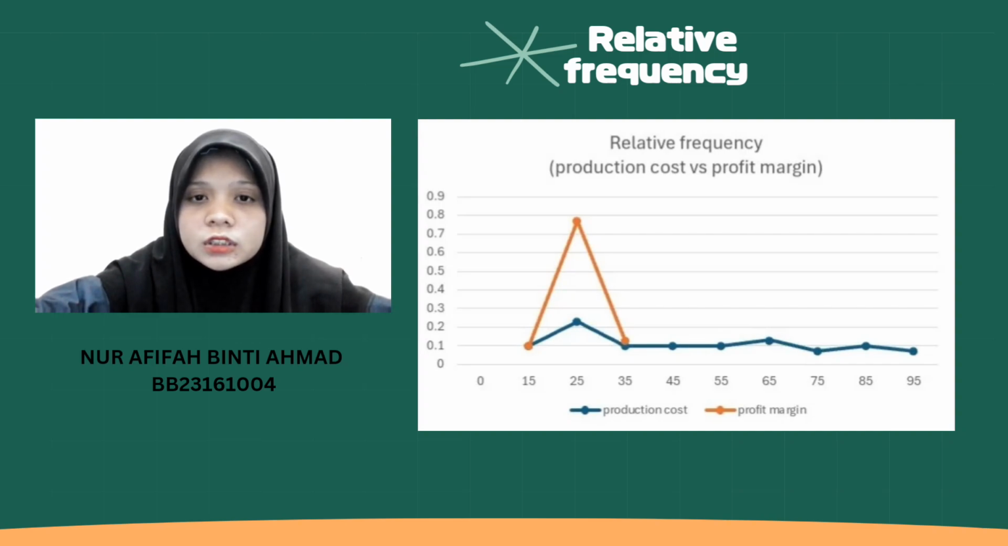of the relative frequency is the orange line forward margin has a sharp spike, indicating a significant concentration of values in one interval around 25. The blue line production cost remains steady with slight variation, showing a more even distribution.